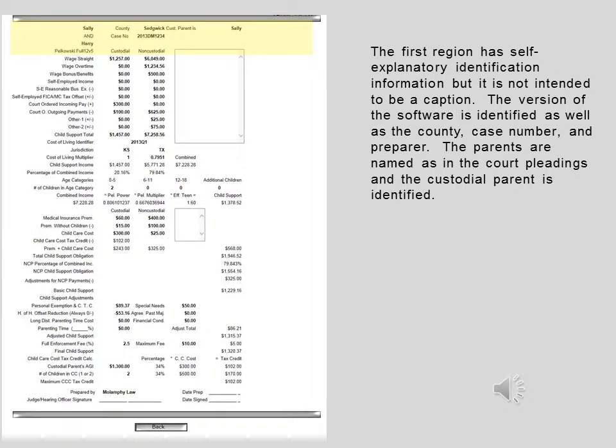The first region has self-explanatory identification information, but it is not intended to be a caption. The version of the software is identified as well as the county, case number, and preparer. The parents are named as in the court proceedings, and the custodial parent is identified.